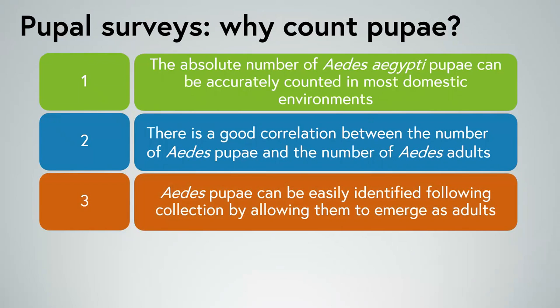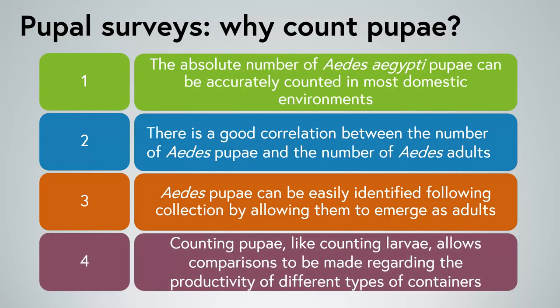The third reason is that Aedes pupae can be easily removed, returned to the laboratory, and identified to species when they emerge as adults. And lastly, counting pupae, like counting larvae, allows comparisons to be made regarding the productivity of different types of containers. The number of Aedes aegypti pupae per person is used in transmission simulation models of dengue to determine risk thresholds and can be used to target strategies aimed at containers.